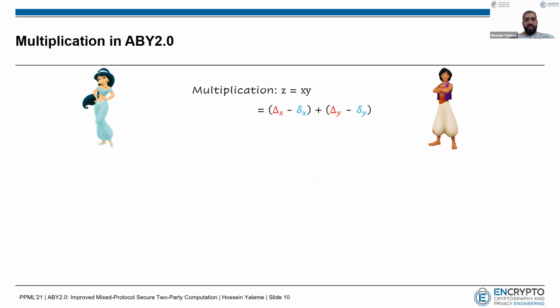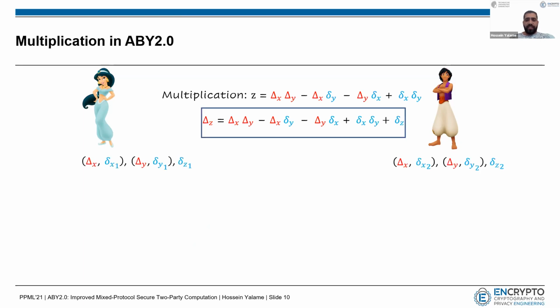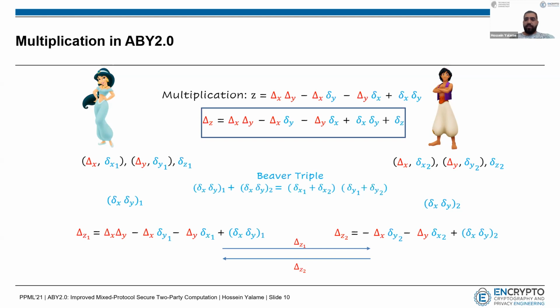And for multiplication, again, we have X and Y, and we have the shares of them. For calculating the share of Z, the parties have access to the shares of X and Y, and delta Z1 and delta Z2 here. Similar to the traditional approach, the parties can calculate the shares of mask X and mask Y. Then the parties can simply calculate delta Z1 and delta Z2, send them together, and then calculate delta Z. As you can see here, for each multiplication, we need only 2 elements instead of 4 in the traditional approach.